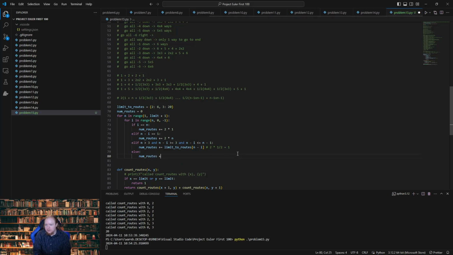Num roots plus equals limit to roots. And this one we are going to do the 2 times of n minus 1. So in this case, i should be equal to 1. So let's make ourselves a little note, because sometimes that's helpful.